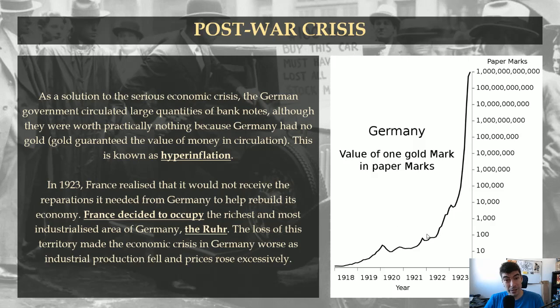So when the money has no value, then the prices rise, and they rose a lot, as you can see here. In a period of a couple of years, the prices multiplied almost 1 billion times. And this is called hyperinflation. So inflation is the generalized rise of the prices, but when it happens in a very short period of time, it is called hyperinflation.